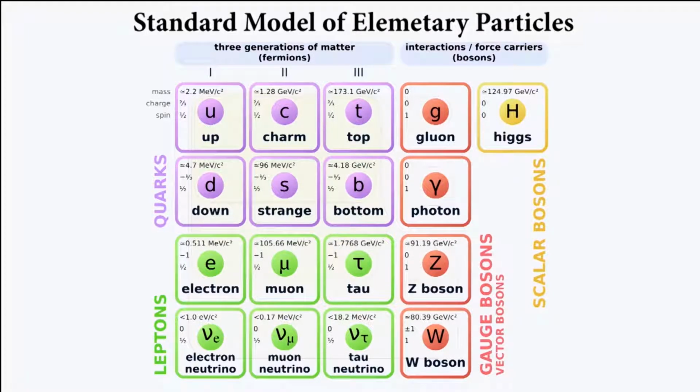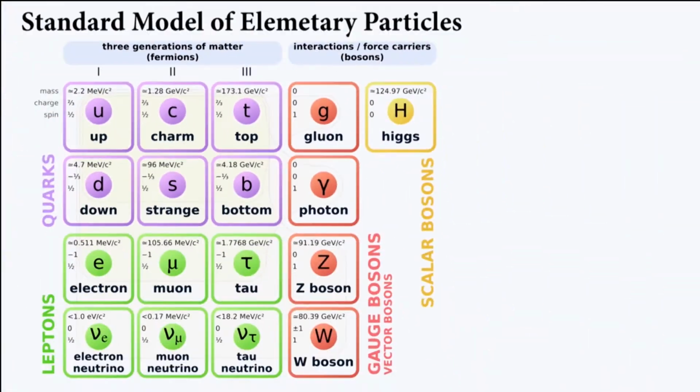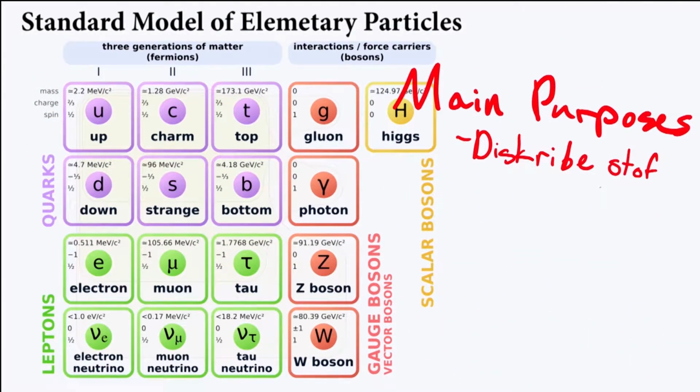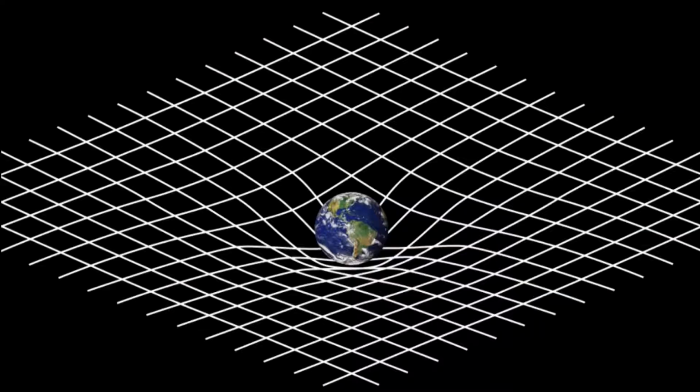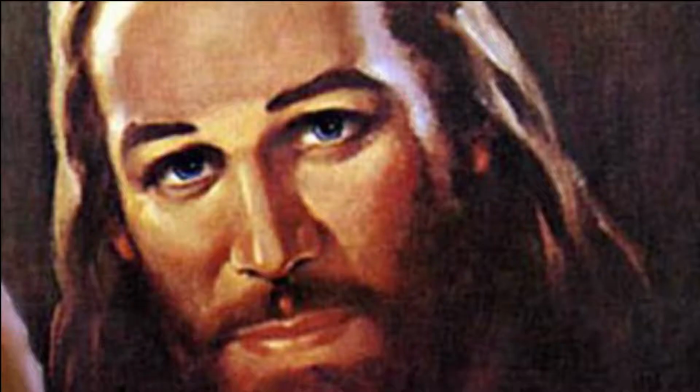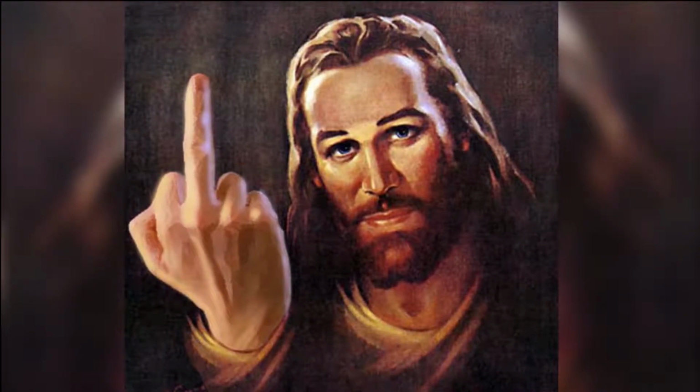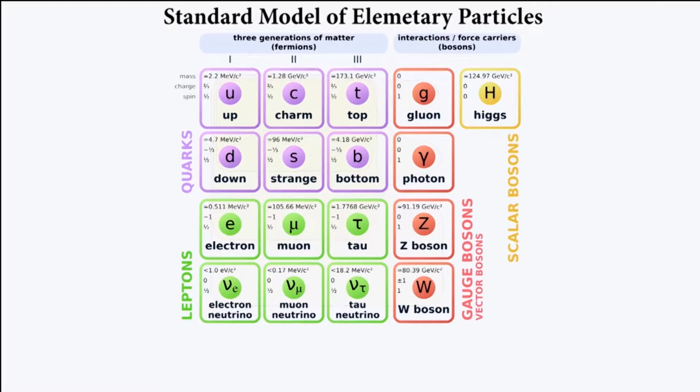This thing you see in front of you is the graphical representation of particles described in the Standard Model. Now if you don't know what that is, basically its main purpose is to try and describe everything. But not that thing. We still can't figure out gravity, so that is not included in this bundle. Gravity is God's way of giving you the bird when you try and figure out the universe. But other than that, we've figured out a lot.